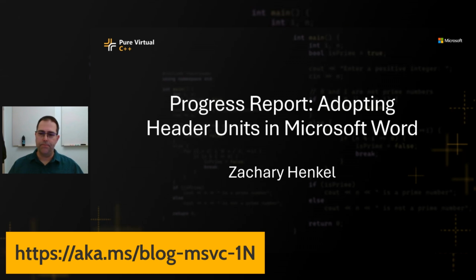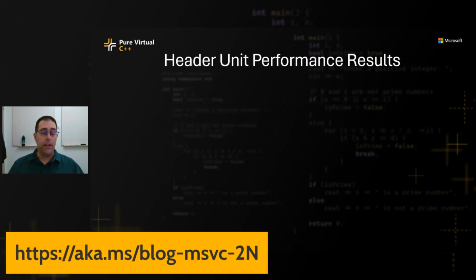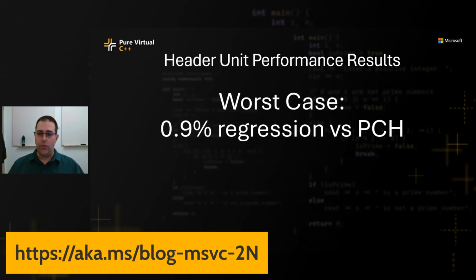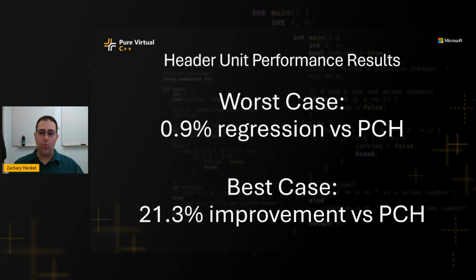If you'd like to dive deeper, it's not required that you've read them, it's just if you want some background later on. I'm not going to keep you in suspense waiting for the performance numbers that we've been promising for a long time. After adopting header units in Word, the worst case that we found is approximately a 1% regression in compilation speed. The best case is a 21% improvement. And I'll spend the rest of the time talking about the scenarios that produce these results.